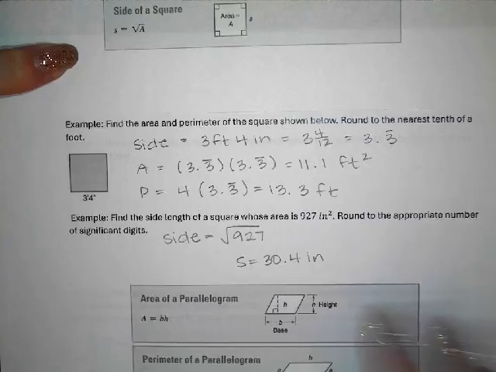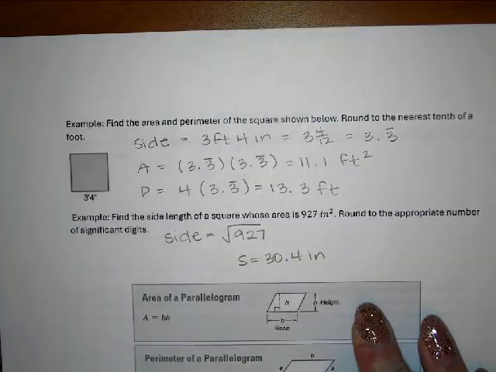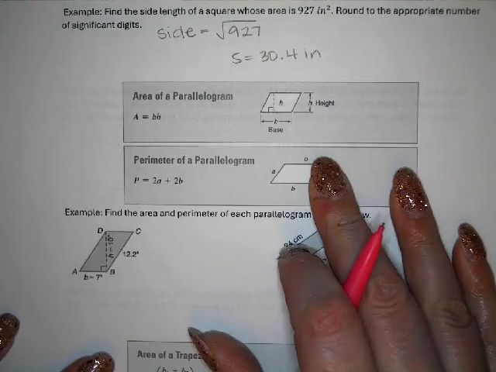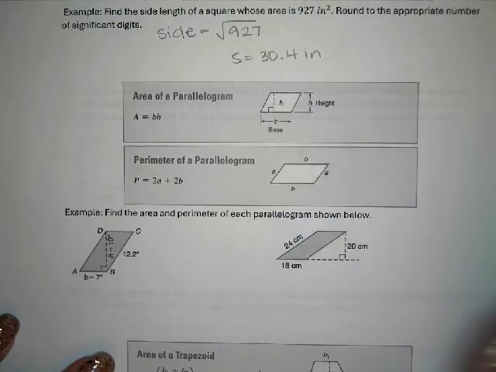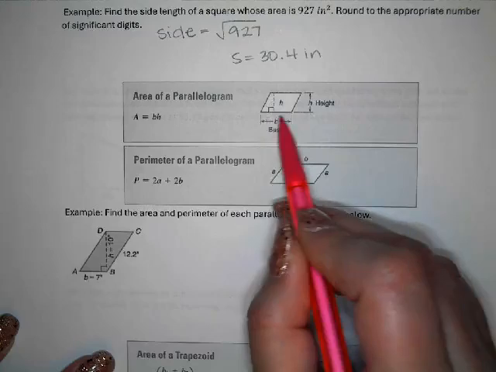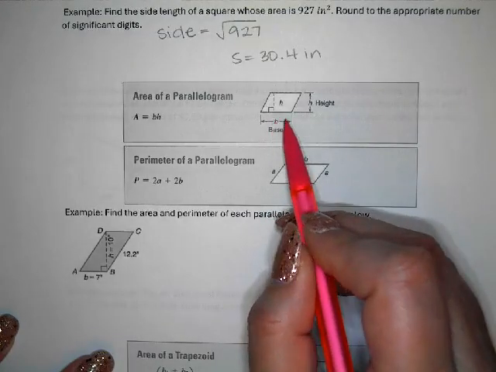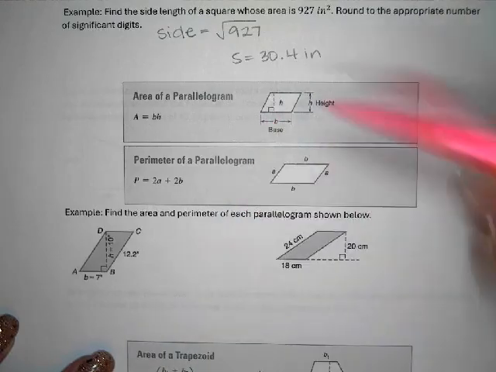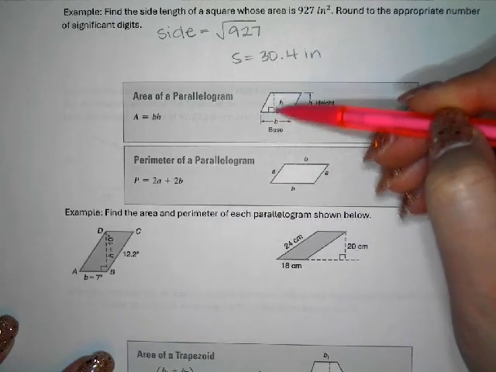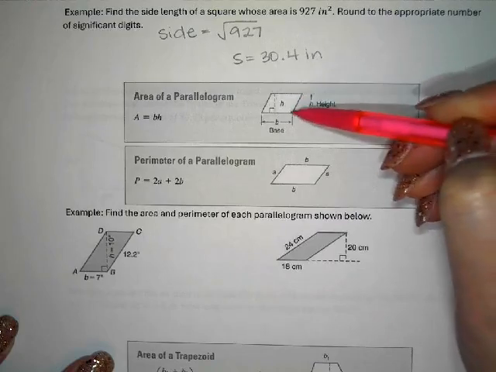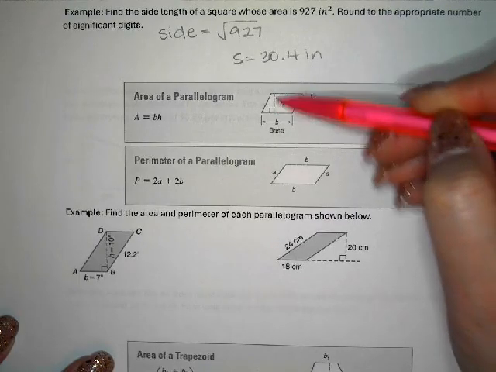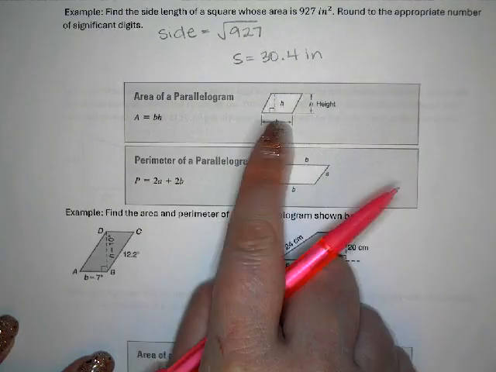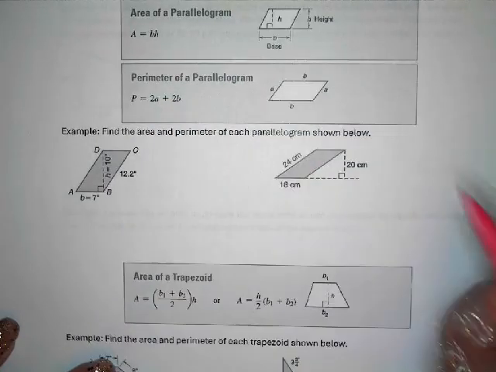All right, now we have the area and perimeter of a parallelogram. So you'll notice here they didn't say length times width because that's not quite what this is. It's the length of the base and then the length of the height. And the height is kind of like the width, but not quite. The height is the distance from the bottom to the top. Okay, so base times height, and then the perimeter is just around the outside, like we did before. So let's find the area and perimeter of each parallelogram.